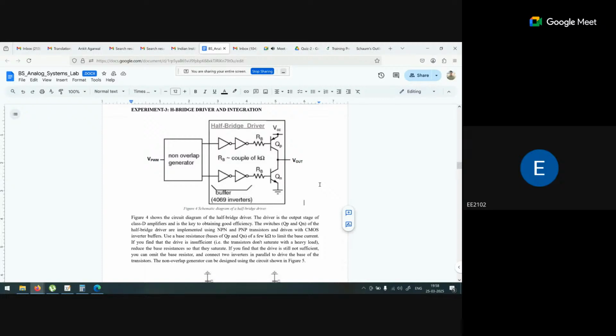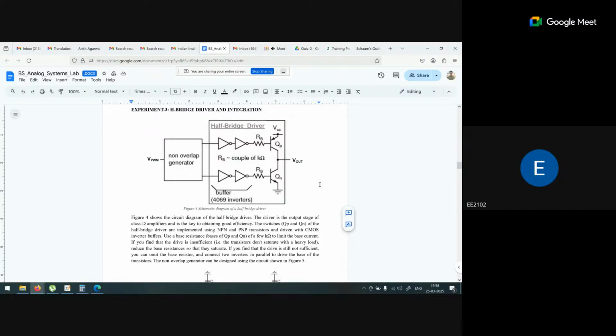We require an H-bridge circuit. If you are aware of robots, in robots particularly, one IC is used for the motor, that is the L293D. So basically this L293D is the H-bridge driver IC.